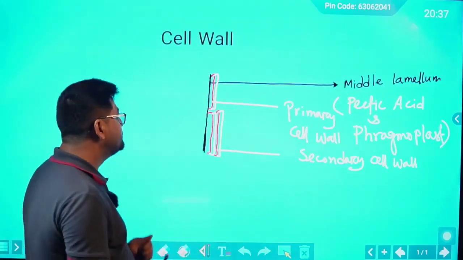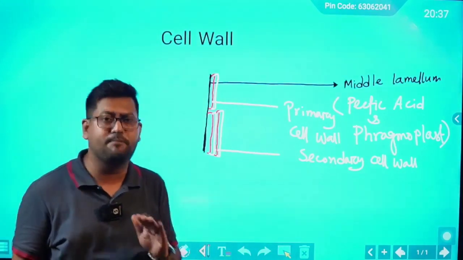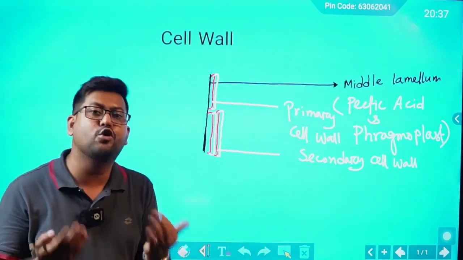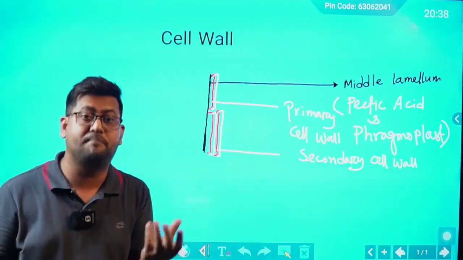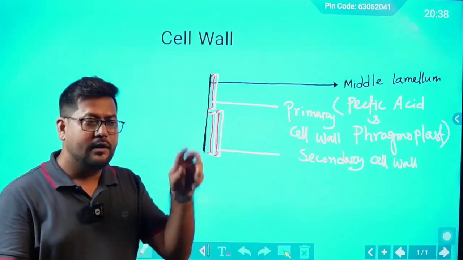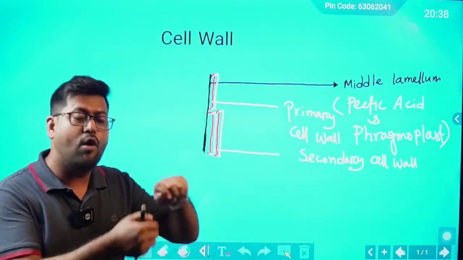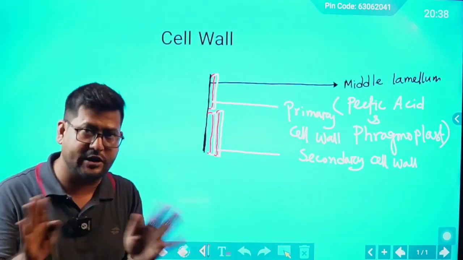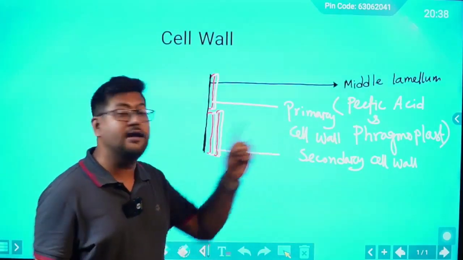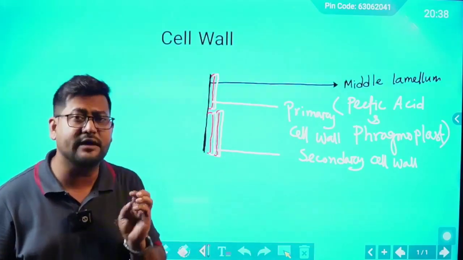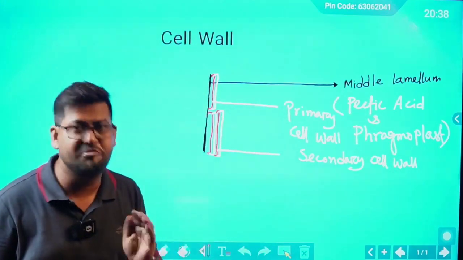Now I am giving you an example. Suppose you are observing a plantlet, a mango plantlet. A plantlet means the sapling of the plant, or the young plant. When you touch the younger part of the plant, it has a chance to be broken. Why is it broken? Because only the primary layer is present there. So from here you can get the idea that the primary cell wall has no rigidity.